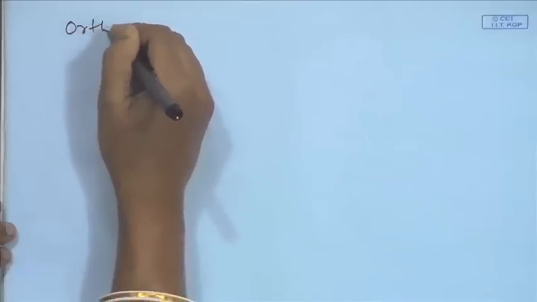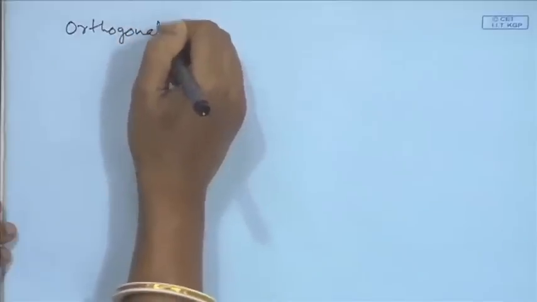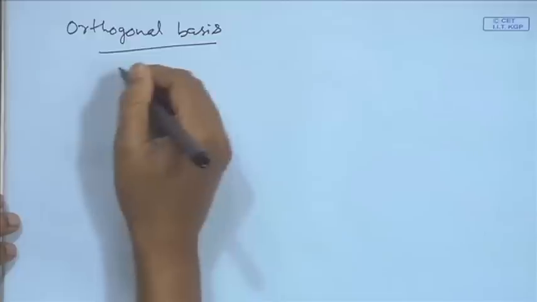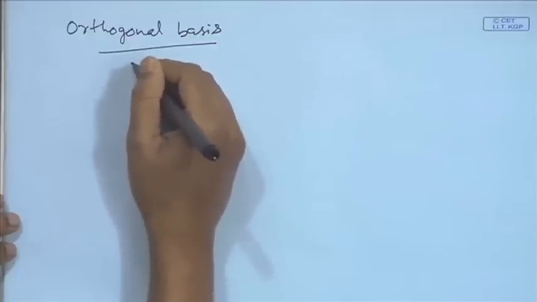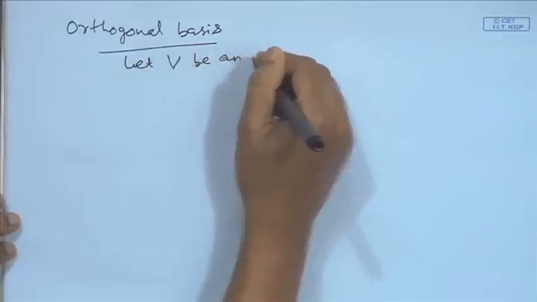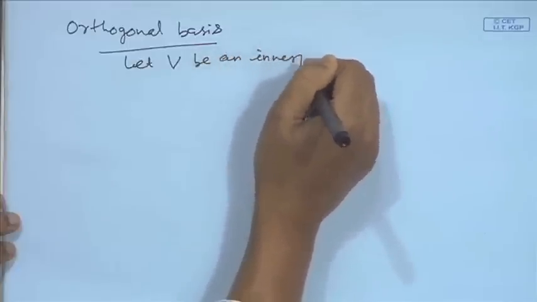Next we shall discuss an orthogonal basis. Earlier, in the case of a vector space, we have seen a basis. Now we shall define an orthogonal basis. Here again we consider an inner product space. So, let V be an inner product space.